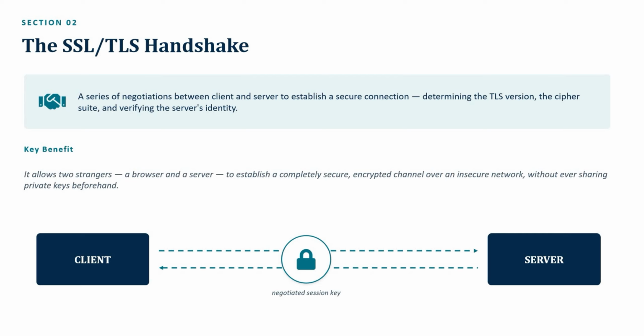Okay, now you can see a short definition that I have mentioned in the slide. It allows two strangers, a browser and a server, to establish a completely secure encrypted channel over an insecure network without ever sharing a private key beforehand. What does this single line mean?